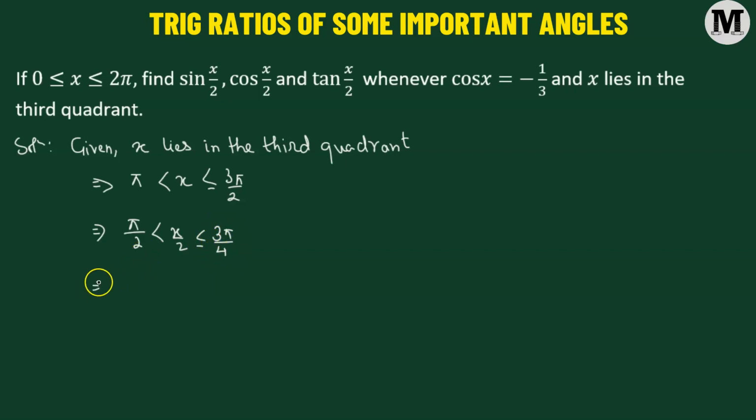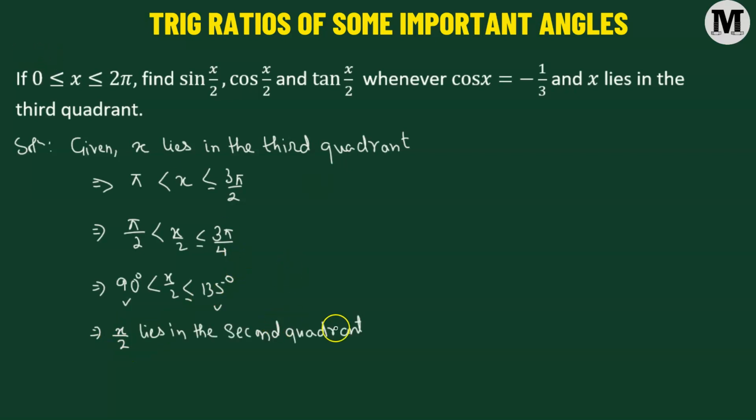Now pi over 2 is actually 90 degrees, and 3 pi over 4, when converted to degrees, is 135 degrees. Now we see here that x over 2 lies between 90 degrees and 135 degrees, which tells us that x over 2 must lie in the second quadrant. This piece of information is going to help us tell the sign of sine x over 2, cosine of x over 2 and tangent of x over 2.